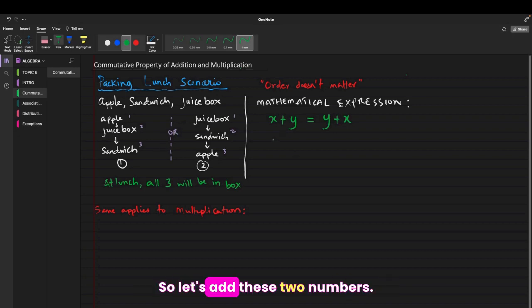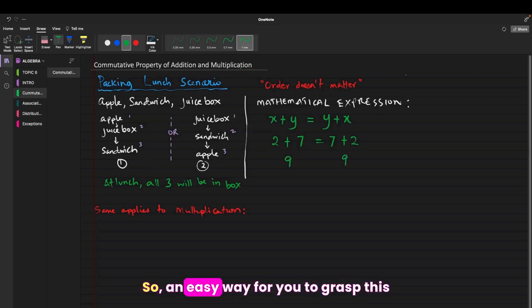So let's add these two numbers. 2 plus 7 will always be equal to 7 plus 2, whether you write the 2 first or you write the 7 first. So 2 plus 7 is 9 and 7 plus 2 is 9.